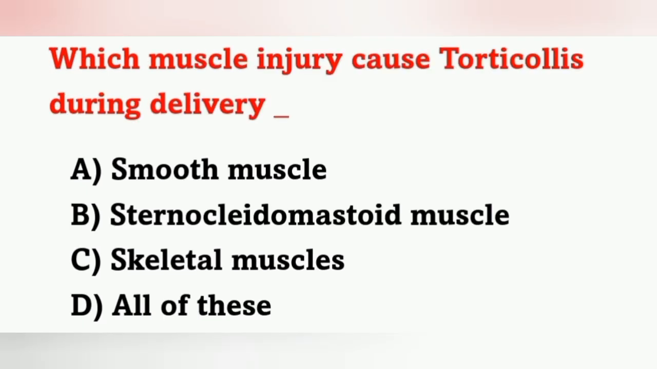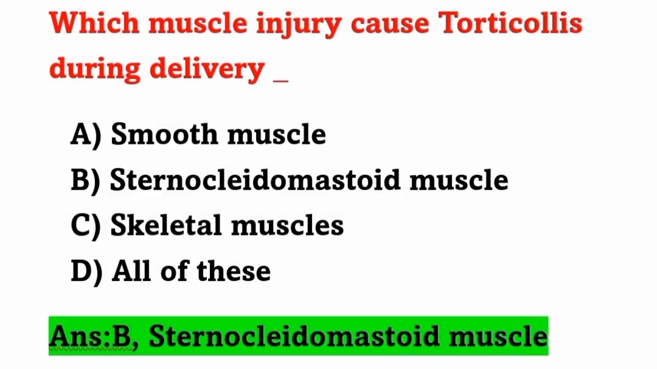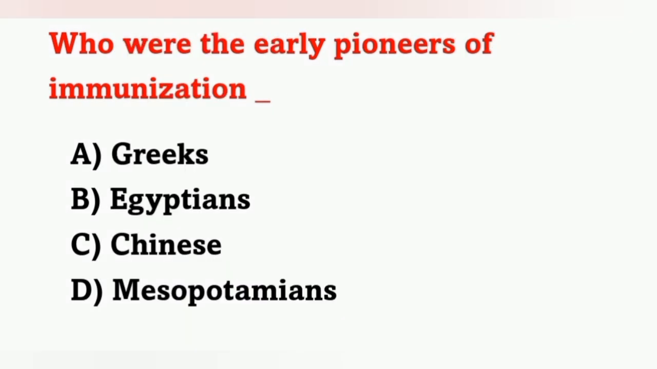Which muscle injury causes torticollis? Options. Option A, smooth muscle. Option B, sternocleidomastoid muscle. Option C, skeletal muscles. Option D, all of this. Our question, torticollis. Torticollis means twisted neck. It occurs during the time of delivery due to the injury of which muscles? It occurs due to the injury of the sternocleidomastoid muscle. Option B is the correct answer. Move on to the next question.